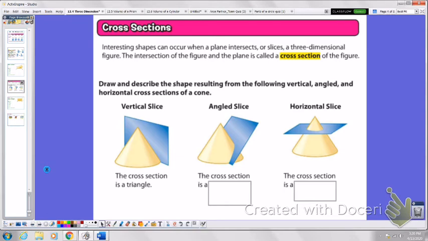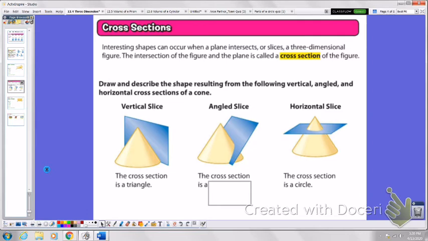I'm going to hop over here to our horizontal slice. It's very similar to the vertical slice, except this time we're going horizontally. So again, think about taking that piece of paper and slicing across, so like the horizon, to create a circle cross section. So for your horizontal slice, you want to think about what the base looks like.